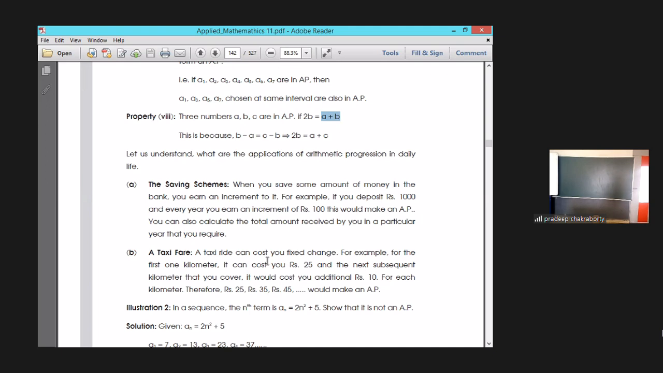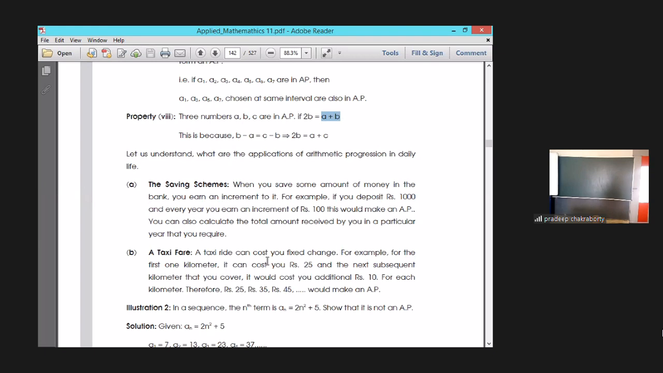You can also calculate the total amount received by you in a particular year. So suppose you are depositing 1,000 rupees and every year there is a 100 rupees increment. So your D is 100. Your first term will be 1,000. If you know your A and D, then suppose after 20 years, how much will you get? Easily you can calculate A20. A20 will be A plus 19D. So in that way you can calculate.